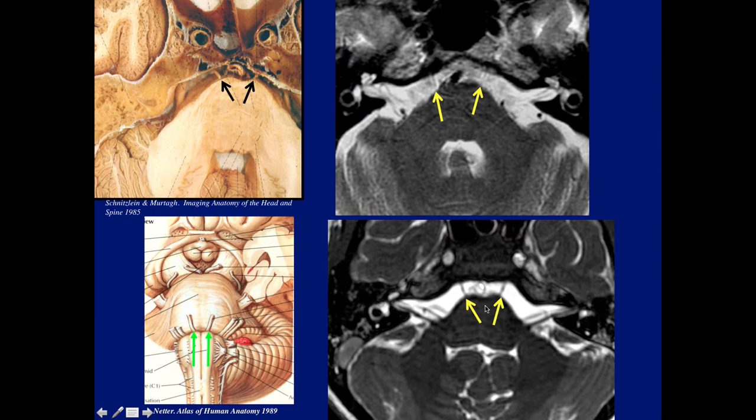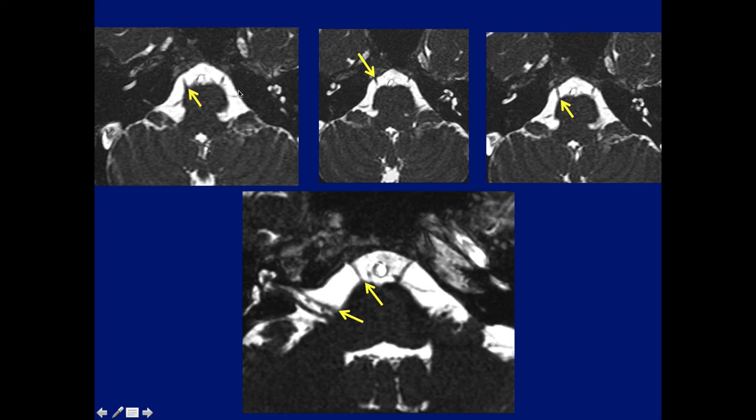We can see them anterior to the pons. Here again, on the Netter's diagram, we see the sixth nerve coming out at the pontomedullary junction. And here they are on the specimen. Now, sometimes we will only get a portion of the sixth nerve, the anterior portion, and here a little more of it.